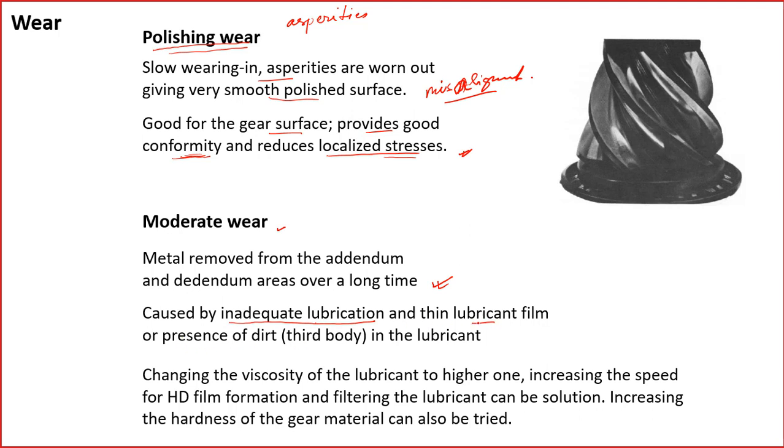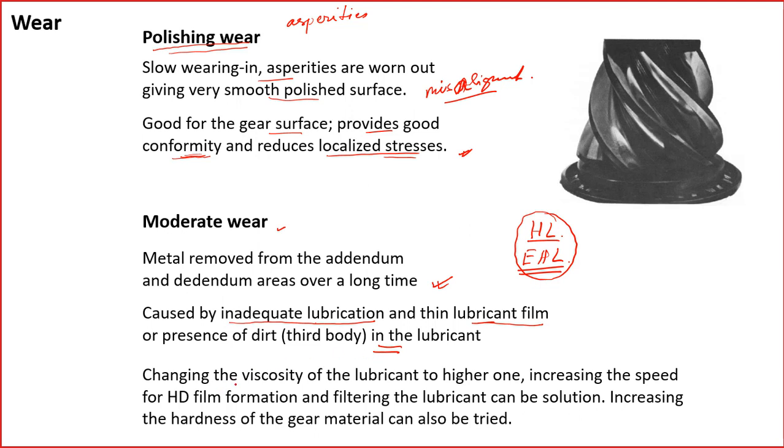So if the lubricant film is not thick enough, in this case it will be EHL, elastohydrodynamic lubrication, or HL as well, depending upon the speed. So these are the lubrication mechanisms that will work. If the lubricant film is thinner, then there will be solid to solid contact, and if there is a presence of dirt in the lubricant, that will also lead to moderate wear.